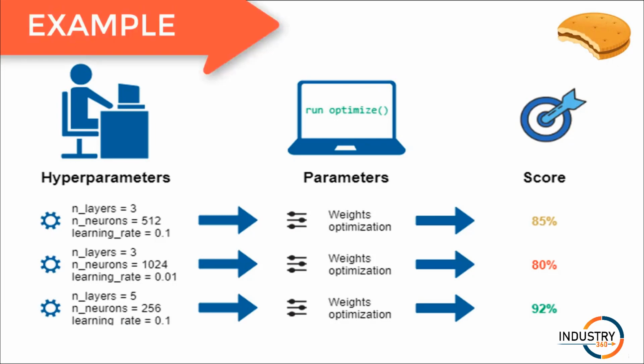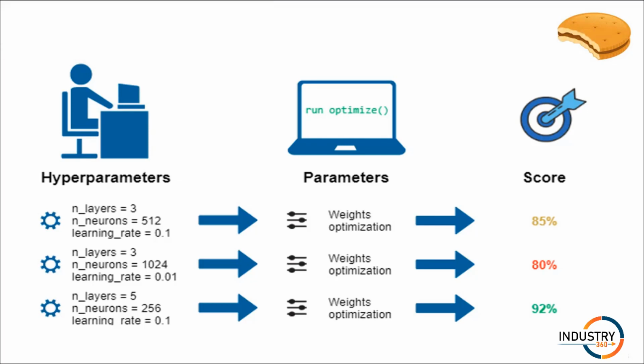As you can see, in the first row and in the first column we have hyperparameters. In the second row we have parameters and in the third column we have score. So as you can see in the first row we are using n layers equals 3, n neurons equals 512 and learning rate equals 0.1, and we are doing weights optimization. As you can see, our accuracy score is 85%.